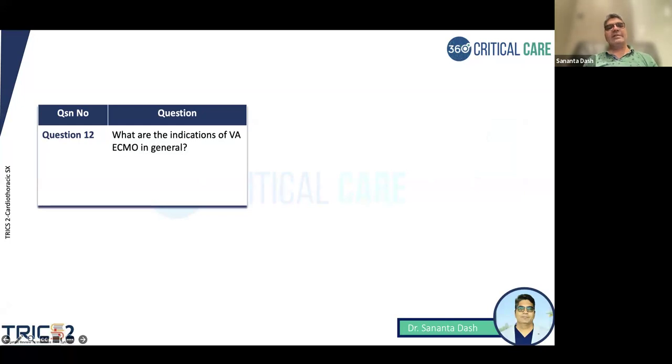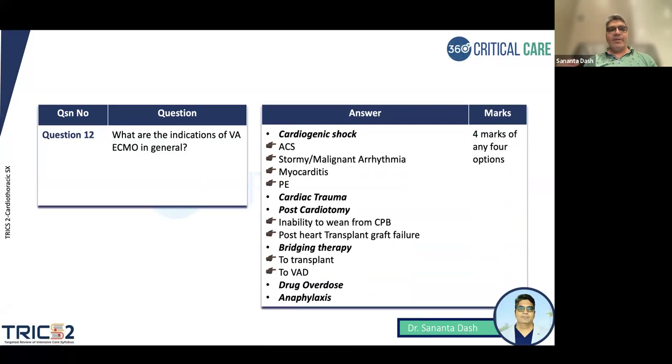Not in this patient, they're asking about in general. Again, what are the indications? It's not a 1 mark question. You have to talk about a few of them, okay? Now you need to have a classification format in your brain to answer it quickly in the exam. So what are the indications? Cardiogenic shock, anything related to the heart, like due to acute coronary syndrome or malignant arrhythmias, myocarditis, or pulmonary embolism. Patients with cardiac trauma, patients who have undergone a cardiotomy because of CP bypass or transplant graft failure, or it can be used as a bridging therapy for transplant or ventricular assist devices.